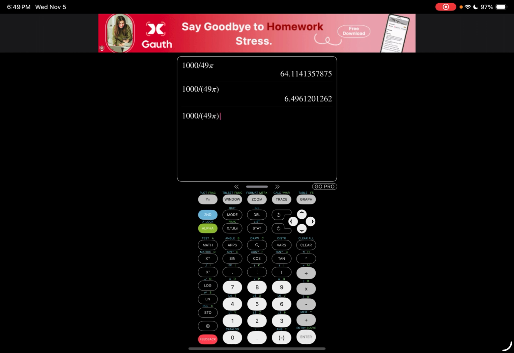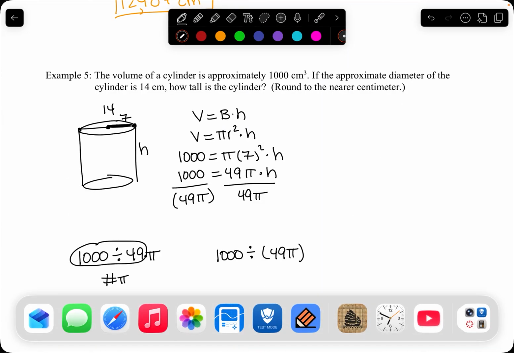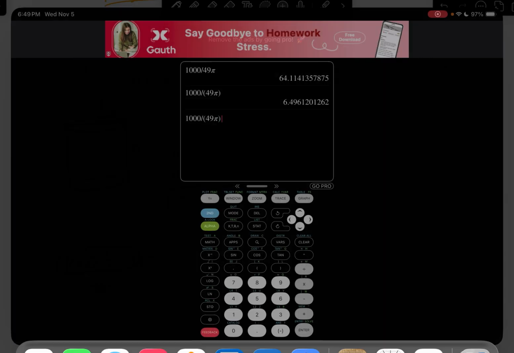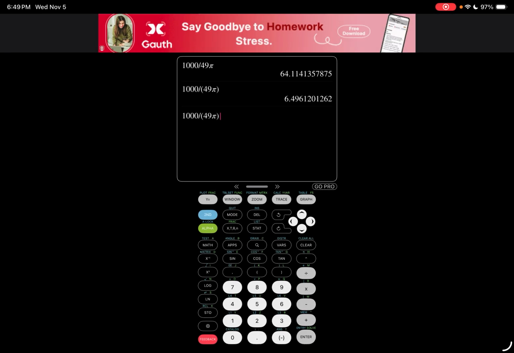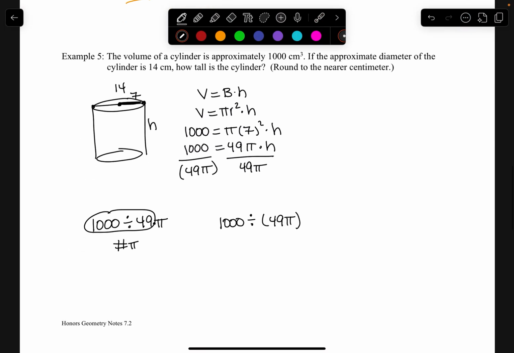So what did it tell me to round to? It says round to the nearest centimeter. So we want the nearest whole centimeter, which I think would be 6. So the height is approximately 6 centimeters. And there you go.